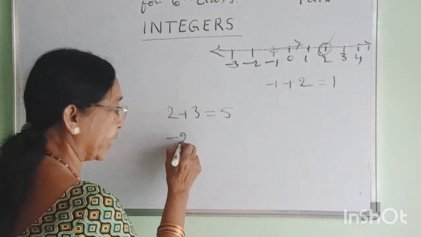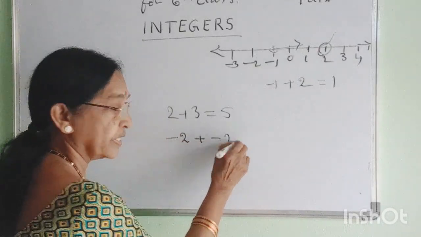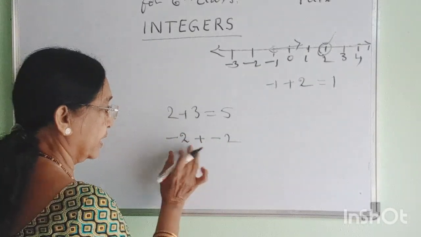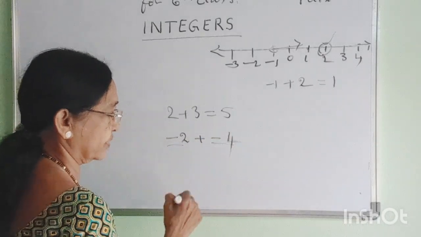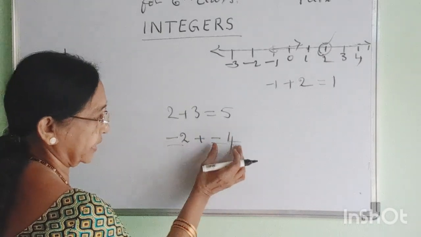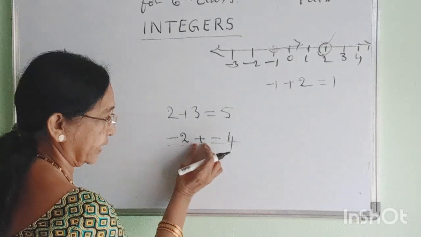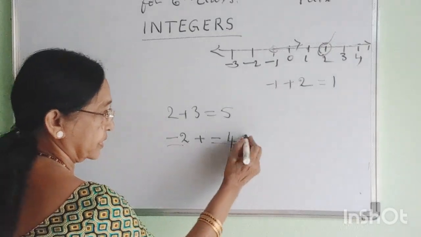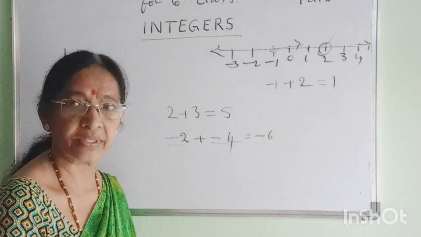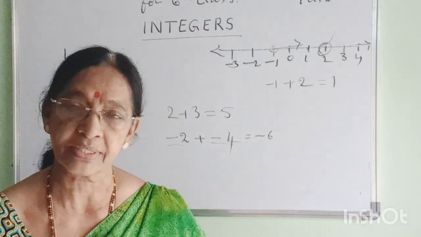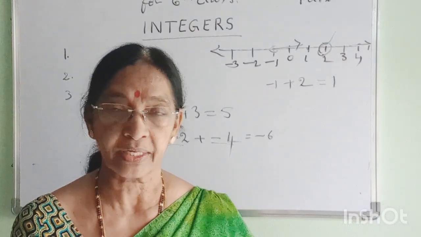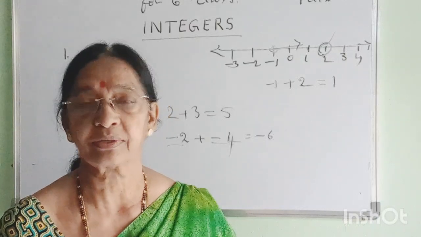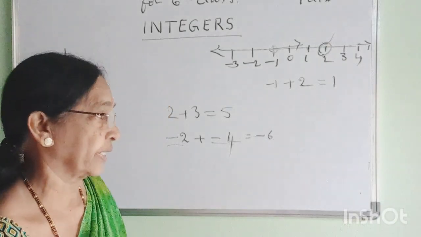And the sum of two negative integers is a negative integer. This is a negative integer, and we take minus 4, another negative integer. We are taking this sum, so this is equal to minus 6. So the sum of any two or more negative integers is another negative integer.